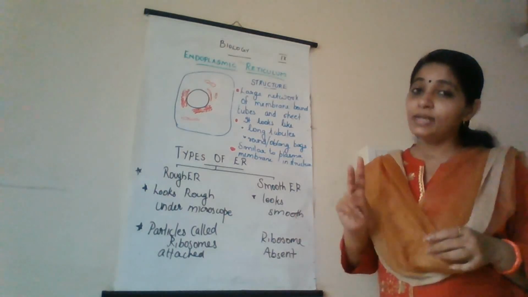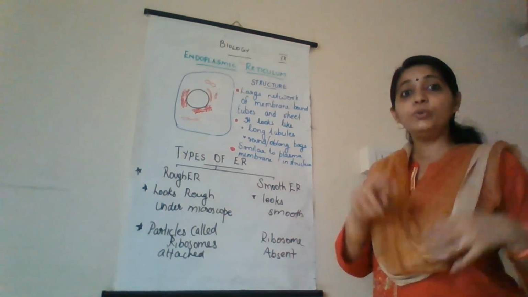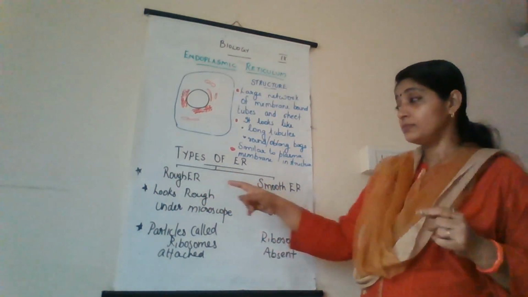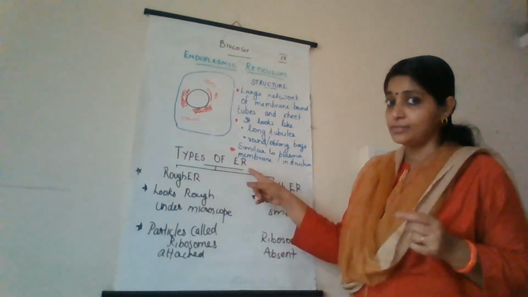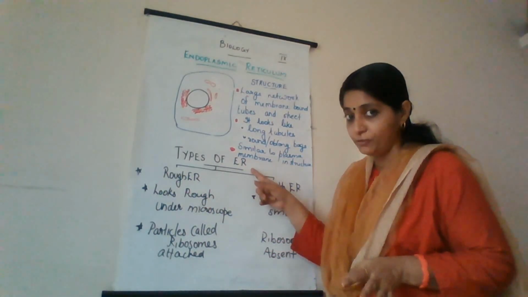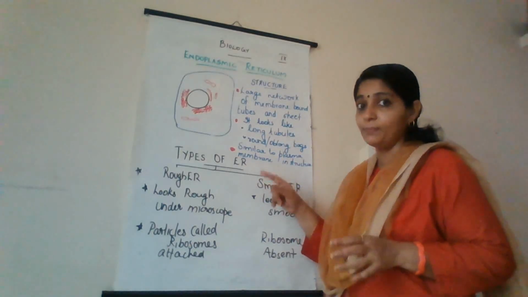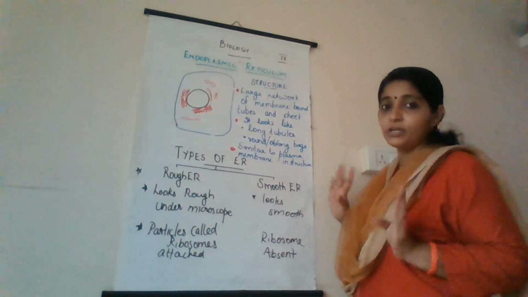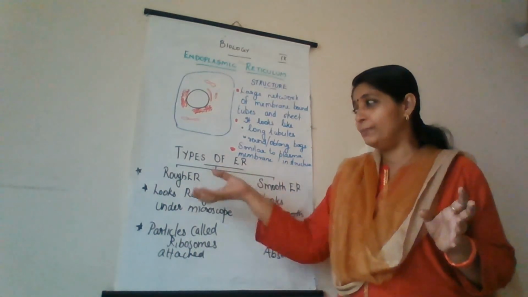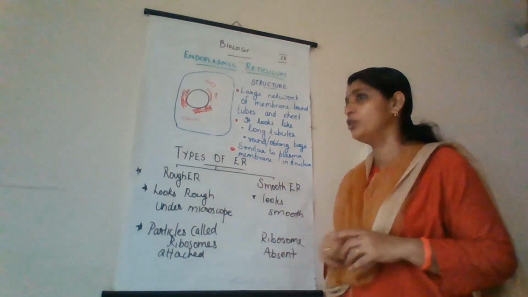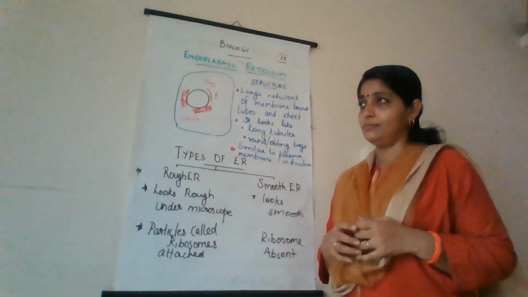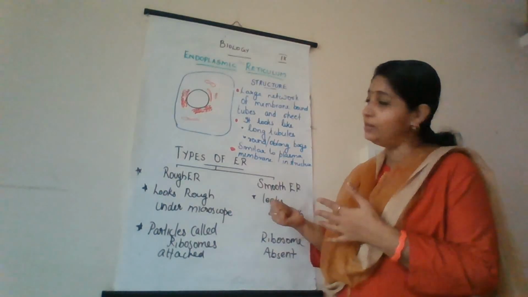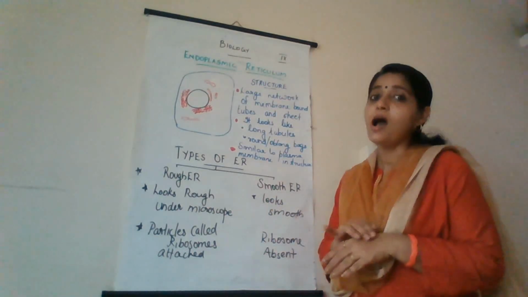Now we have to see the types of endoplasmic reticulum. There are two different types. ER is the short form for endoplasmic reticulum, don't get confused. So rough endoplasmic reticulum and smooth endoplasmic reticulum. Can you tell from the name itself what may be the difference? Rough endoplasmic reticulum may be rough and smooth endoplasmic reticulum may be smooth, in appearance.